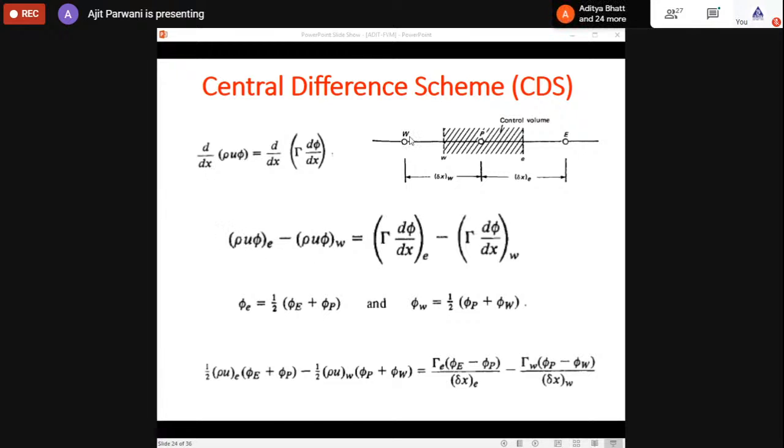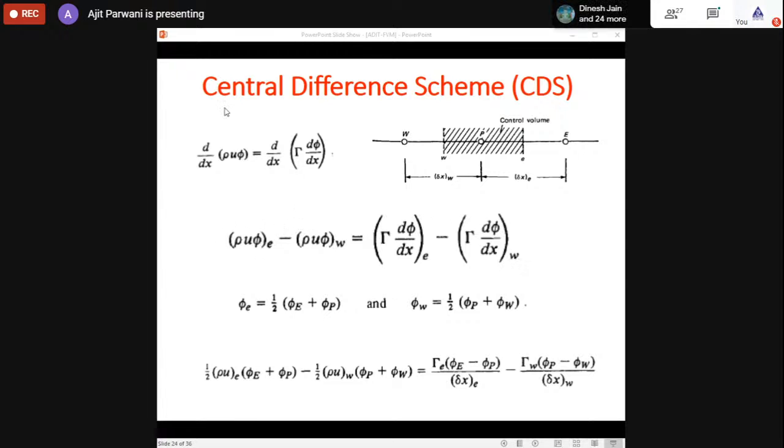If I get the velocity field, then I will get this equation. Now this equation has only one variable to solve, which is the value of phi. So how will I solve for the value of phi? This is the energy equation. I have integrated, and then this I will get. Now there are various schemes to solve this equation.